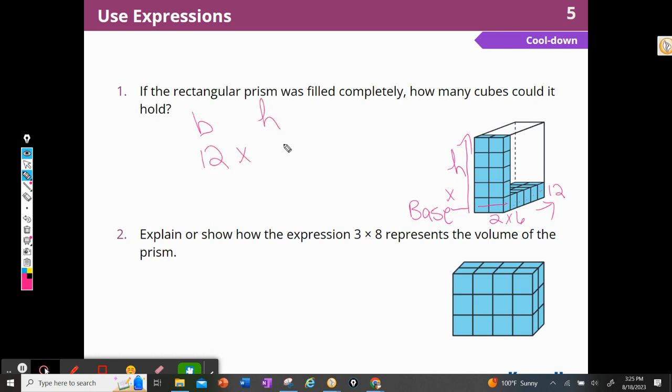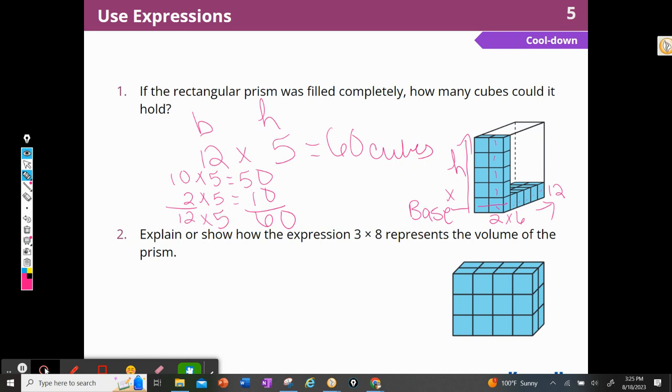Let's see what the height is. 1, 2, 3, 4, 5. And I know my 12 times tables. I know that 12 times 5 is 60 cubes. If I didn't know that, remember we could go back and do 10 times 5 is 50, plus 2 times 5 is 10. And that would give me my 60. And there's my 12 times 5.